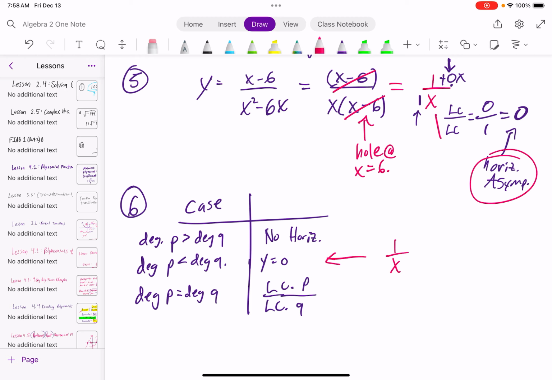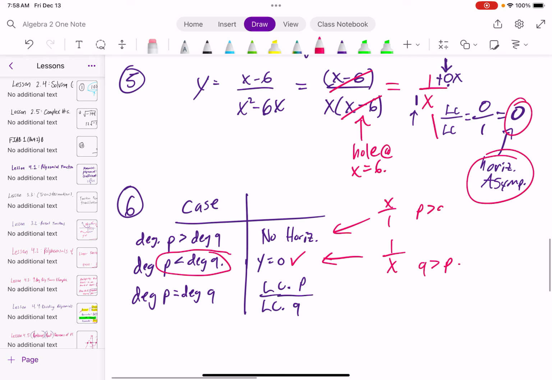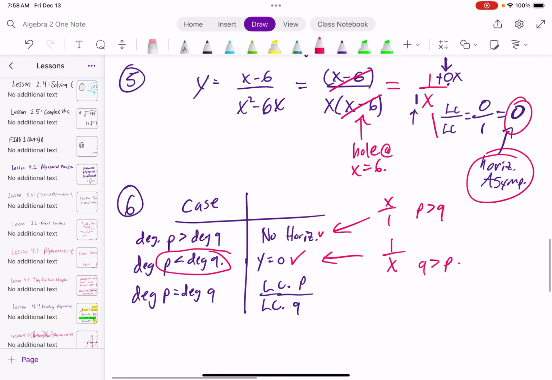Horizontal asymptote is here, 0. And as you can see, Q is bigger than P. And same here, Q is bigger than P. So horizontal asymptote is 0. And then here, let's say that P is bigger than Q, so let's just say x over 1. This would be an example where P is bigger than Q, and so you don't have a horizontal asymptote.